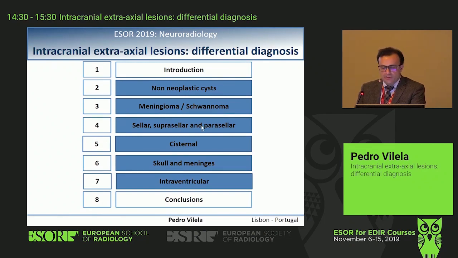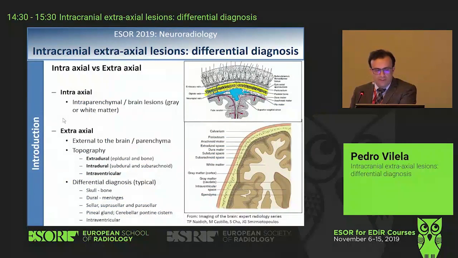Then we have differential diagnosis regarding the areas: the sellar and suprasellar region, the external lesions, the skull and the meninges, and the intraventricular compartment. We are not going to be able to view all of them and all of the possibilities, but just the ones that are more frequent.